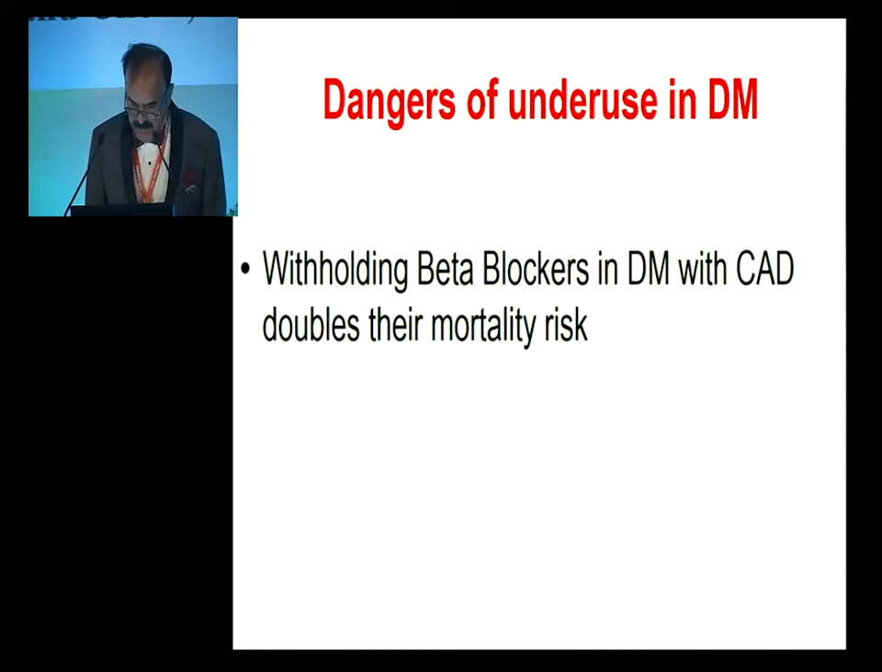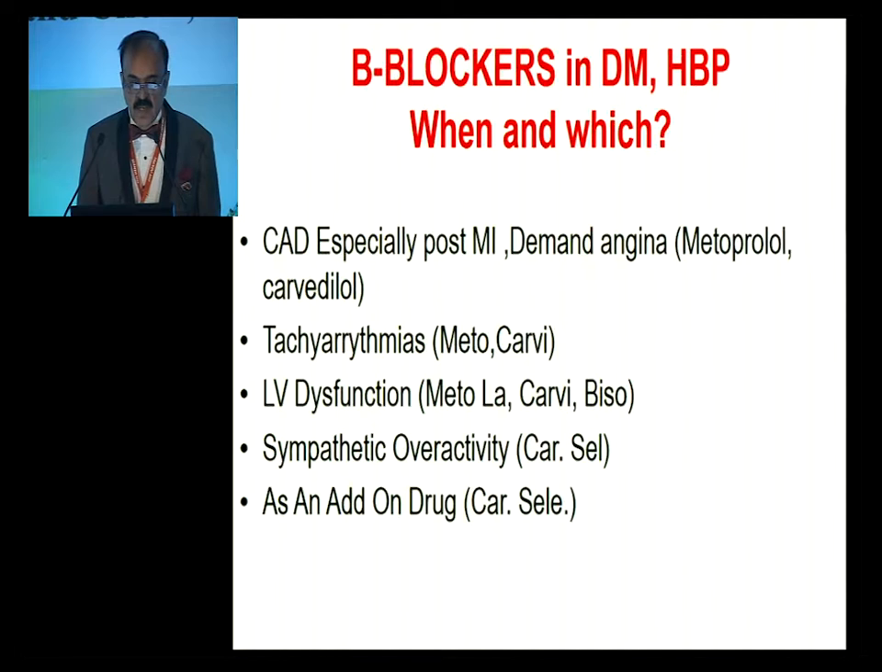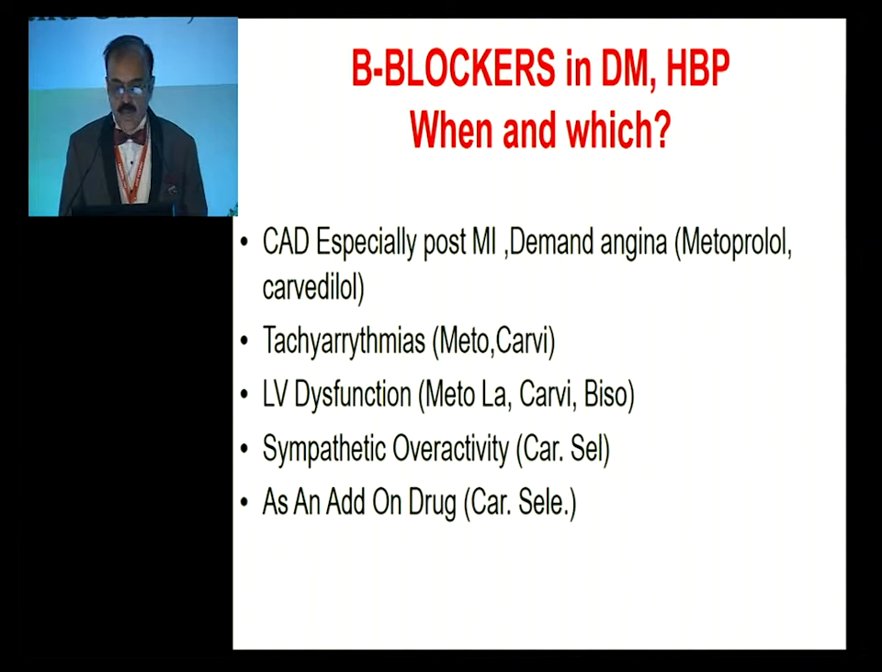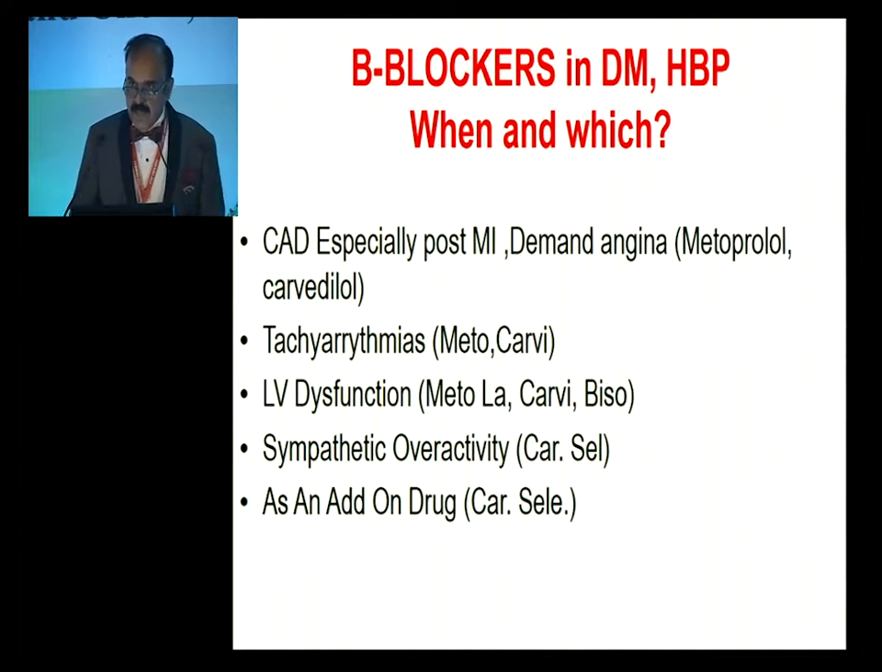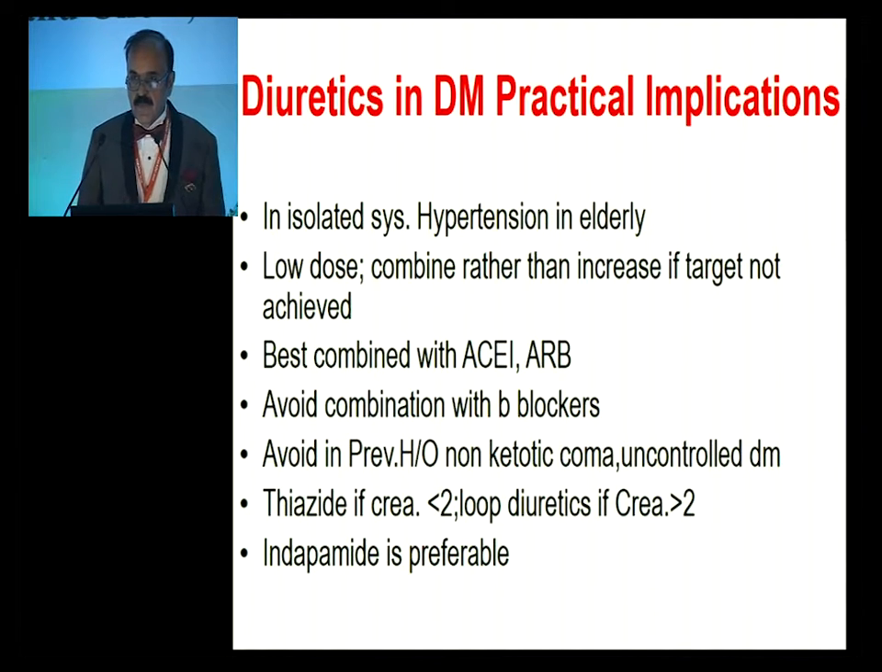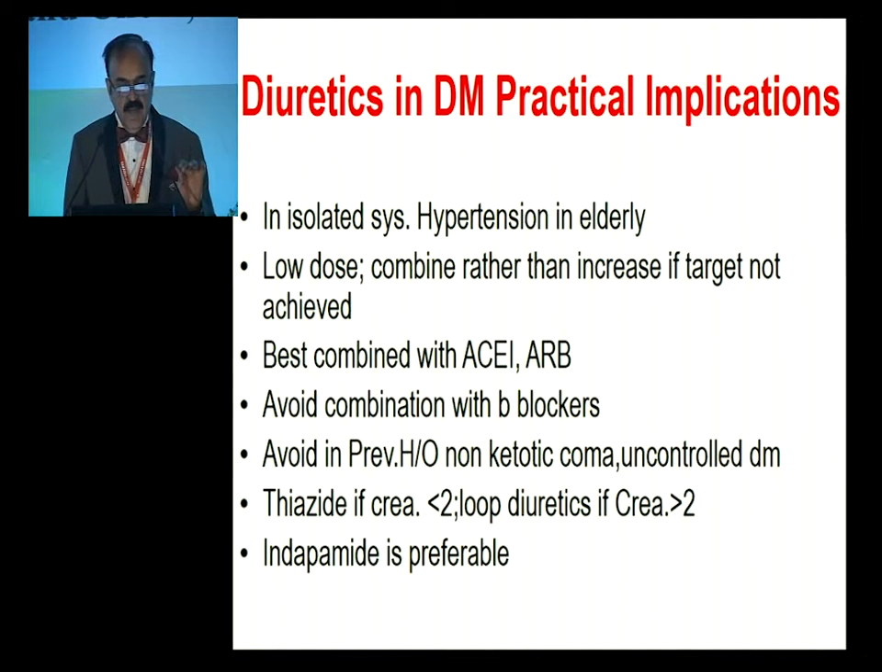So beta blockers do have a role if the patient has coronary artery disease. And of course, in CAD, demand angina, we use metoprolol, carvedilol. There are cardioselective drugs, and in sympathetic activity we give bisoprolol and other vasodilatory beta blockers. Diuretics in diabetes, isolated systolic hypertension, we can use, indapamide is preferable.